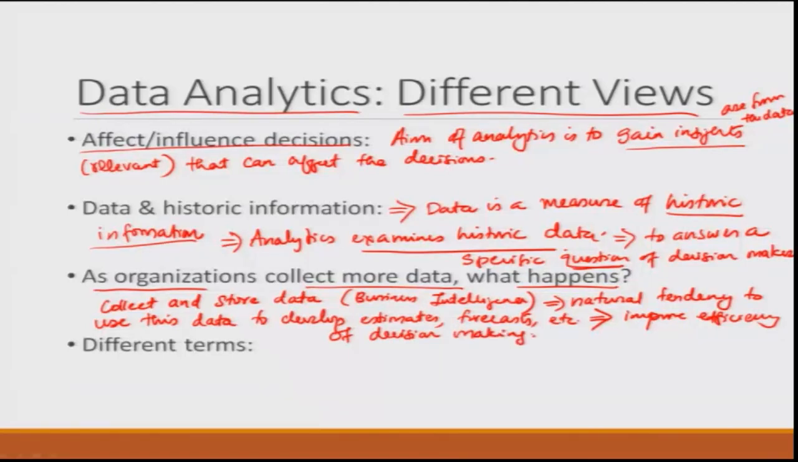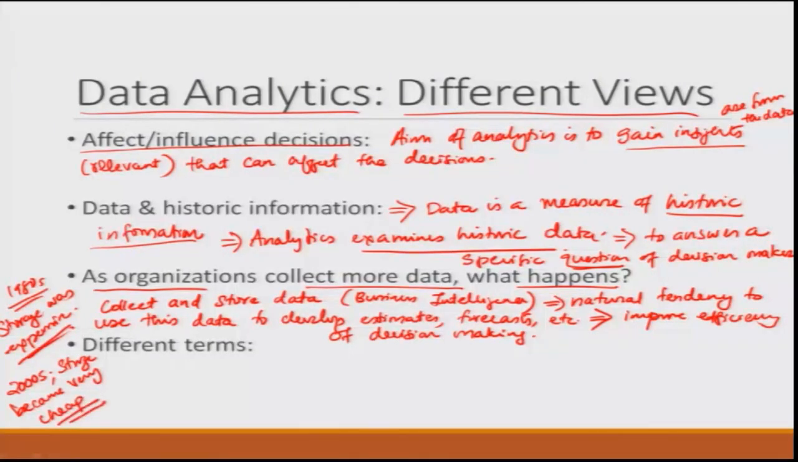So the process started with organizations starting to store data. Historically, in the 1980s, storage was expensive. When we reached the 2000s, storage became very cheap. So when organizations started to store a lot of data, the natural tendency was to use this data to develop estimates and forecasts. The ultimate aim is to improve the efficiency of the decision-making process, right?